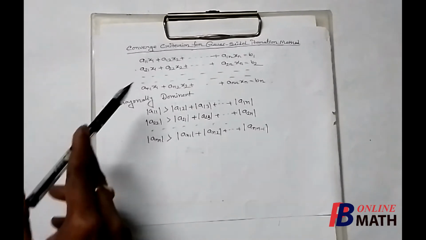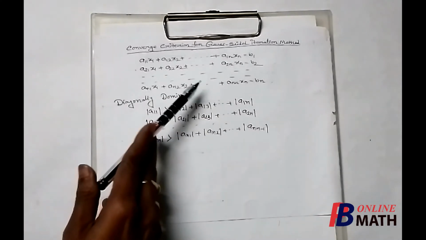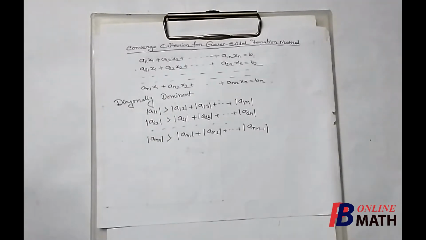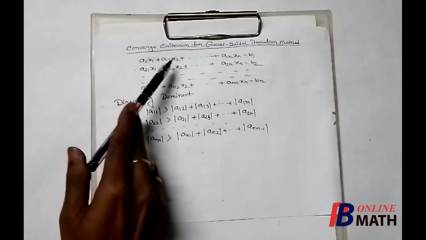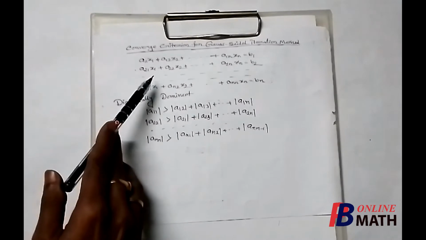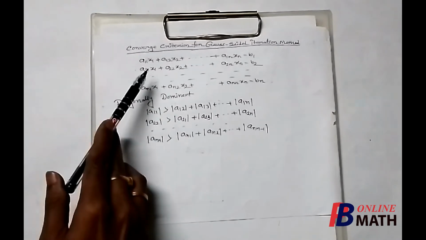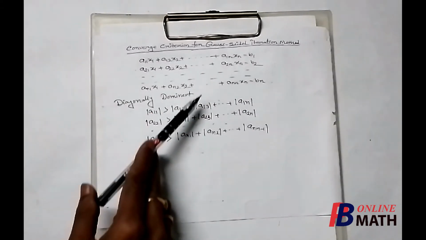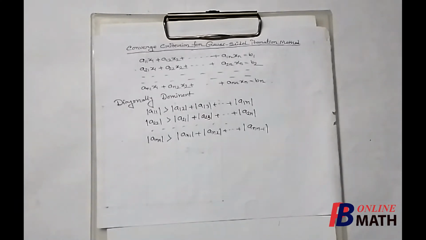That means the modulus of the diagonal coefficients are greater than the sum of the modulus of the remaining elements of the same row. So from the first row, the modulus of this diagonal element must be greater than the sum of the modulus of the remaining elements. Similarly, for the second row, the modulus of this diagonal element a22 is greater than the sum of the modulus of the remaining elements, and similarly for the other equations. If all these n conditions are satisfied, then the system is called diagonally dominant.